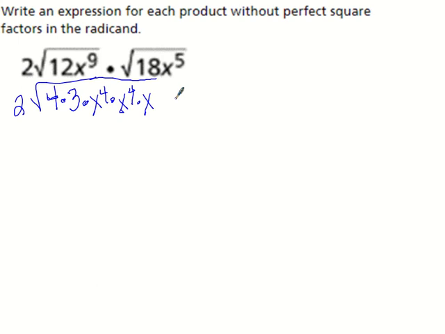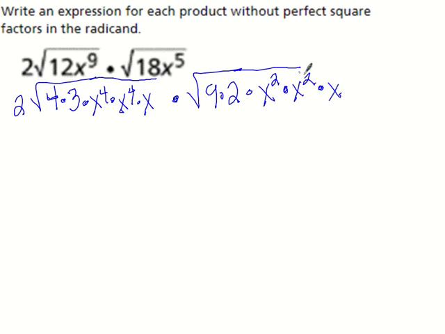Then I can break up the 18. Well, 18 is 9 times 2. And then I can break up x to the 5th. What would that be? X to the 2nd times x to the 2nd times x. Is that 5 of them? 1, 2, 3, 4, 5.